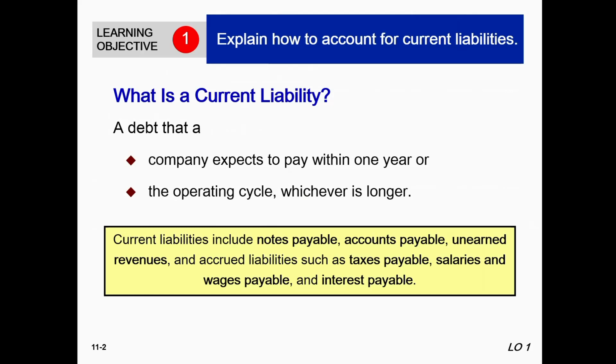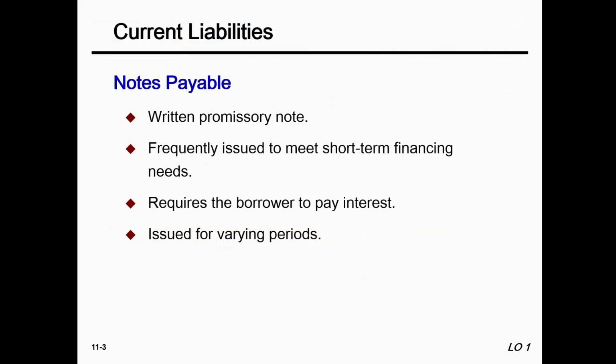What are the types of current liabilities, or you can say what are the examples of current liabilities? Mostly notes payable, which mature in a shorter period of time. Then we have accounts payable. Then we have unearned revenues and some accrued liabilities like taxes payable, salaries and wages payable, and interest payable. Starting with notes payable, you will also find this concept when we discuss long-term liabilities. But remember, those notes which mature within the definition of current liabilities, like 1 year or operating cycle, whichever is longer, we classify as current liabilities.